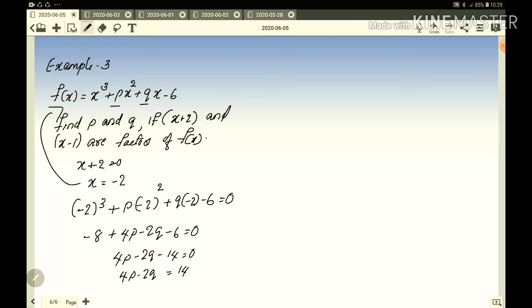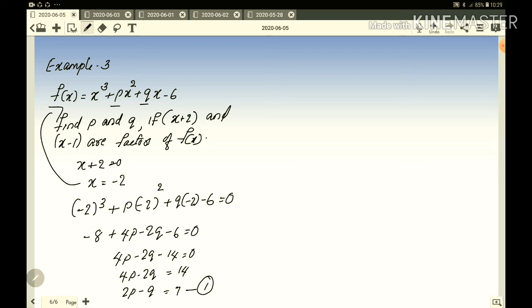Now I can see that I can reduce this. I am going to simplify by dividing by 2 both sides. So it's going to be 2p minus q is equal to 7. You will get one equation in p and q. Clear? Then I have to look for one more equation like this.